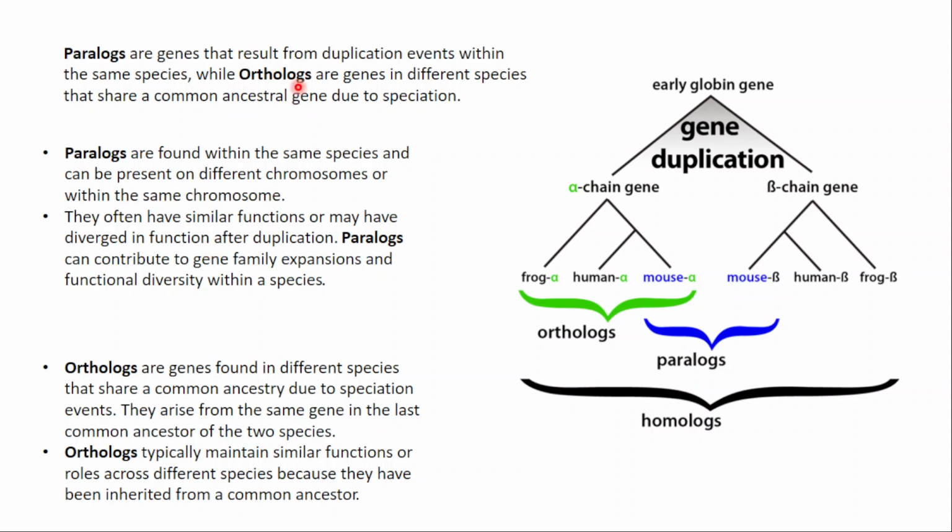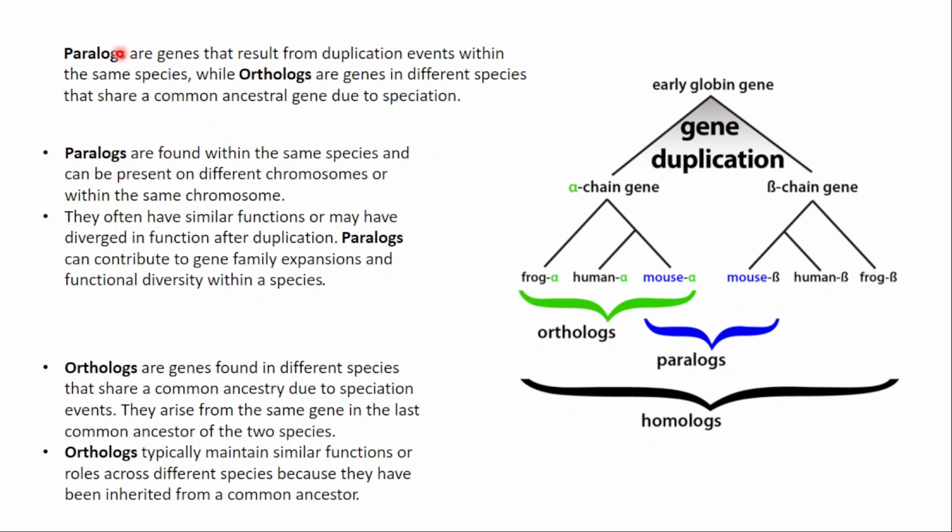So to be straight, in simple terms, paralogs are genes that result from duplication events within the same species, while orthologs are genes in different species that share a common ancestral gene due to speciation. So paralogs are genes which arise from duplication events. Duplication event means those two genes might be different because during an evolutionary time point the gene got duplicated, acquired some mutation, and now the gene is somewhat different from its ancestral gene.